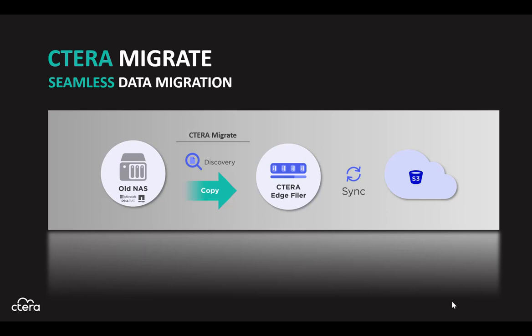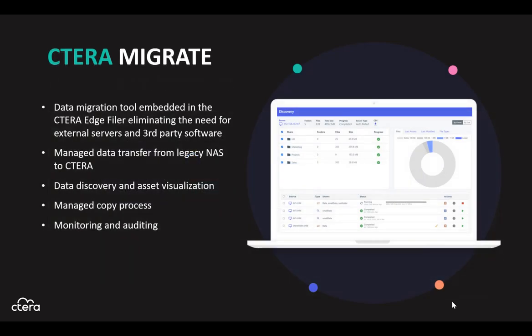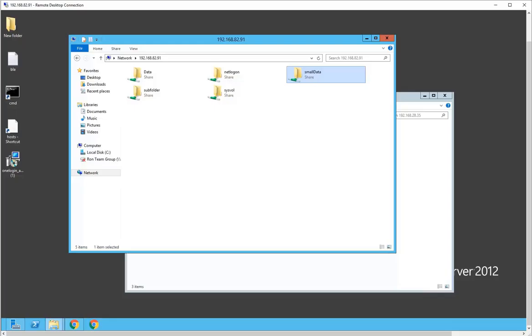In this video, we'll present the CTERA Migrate tool and focus on the discovery portion of it. CTERA Migrate is a built-in data migration engine that provides data discovery and automated import of file shares from legacy NAS systems. First, let's look at the file server we'd like to conduct discovery on and the shares it has defined.